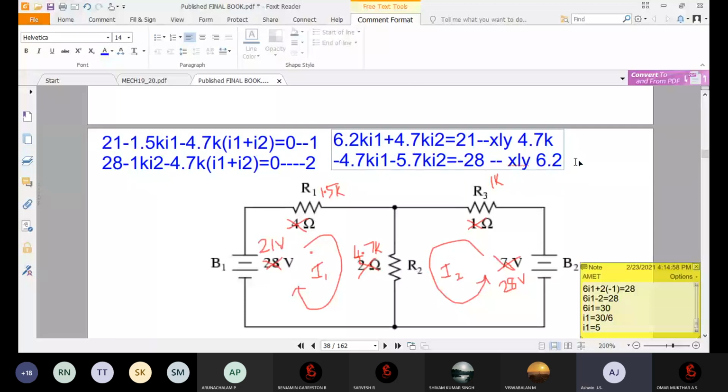Guys, everyone is available? Yes, sir. So this is 6,200, so we have to multiply with 4,700. Similarly, in the second equation it is 4,700, you have to multiply with 6,200. Wait a minute, sir, I'm calculating. Calculate correctly, and tell me the values of I1 and I2 finally.